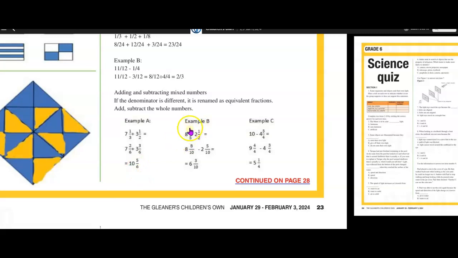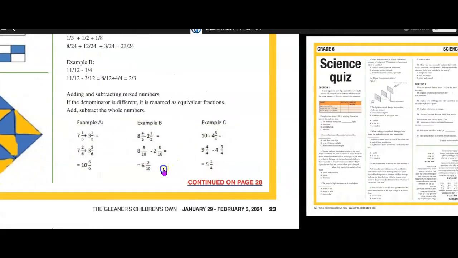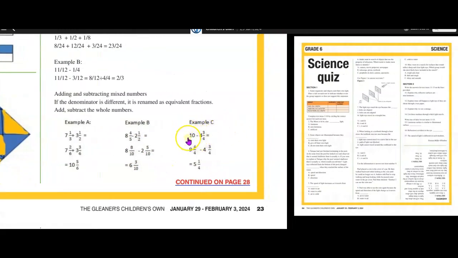We have 8 and 4/5 minus 2 and 1/2. This can be rewritten as 8 and 8/10 minus 2 and 5/10, because the LCM here would have been 10. All right, so if we have 8 and 8/10 minus 2 and 5/10, the 2 from the 8 will give us the 6, and the 5 from the 8 will give us 3. We keep our denominator 10.